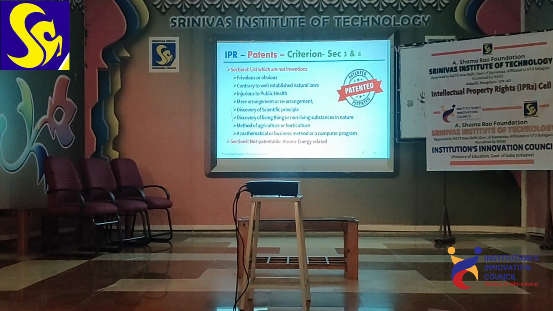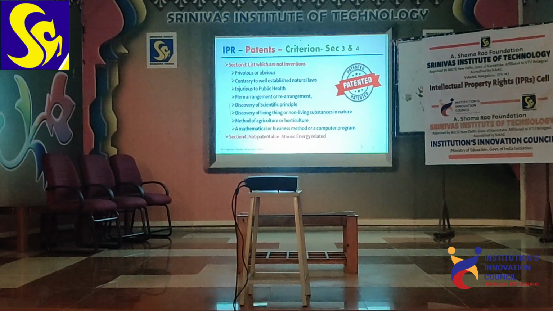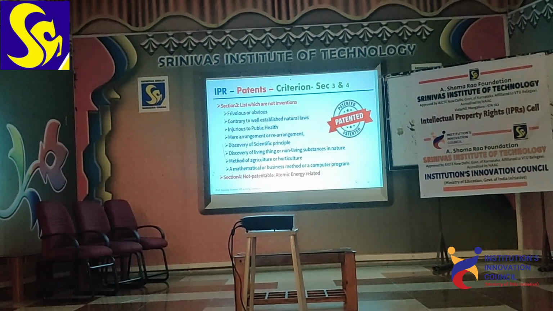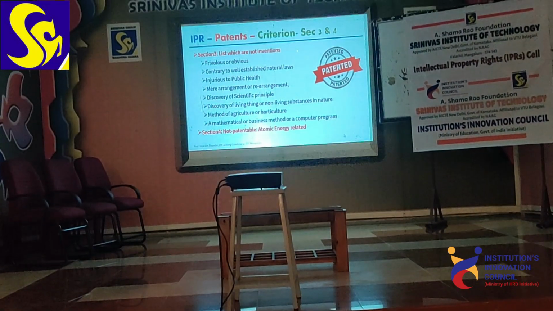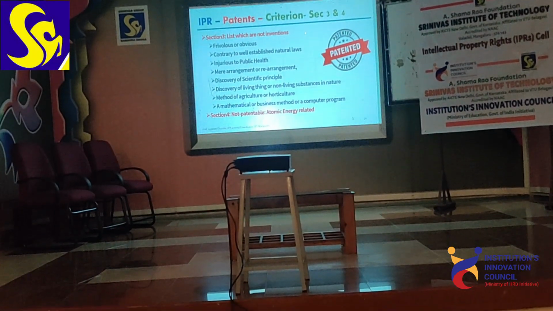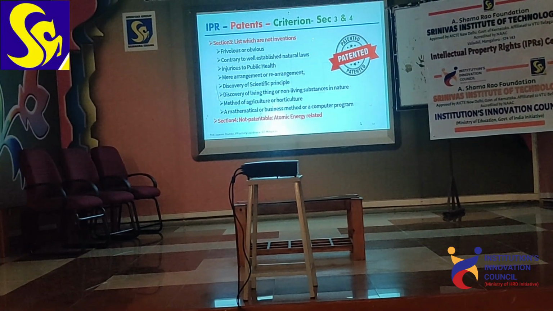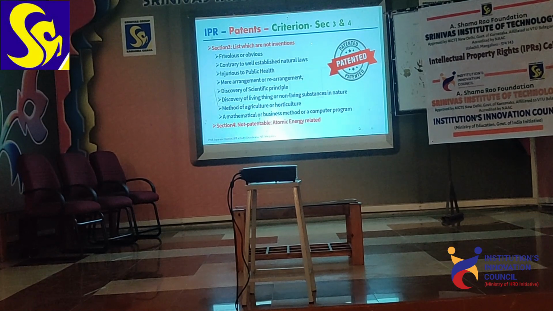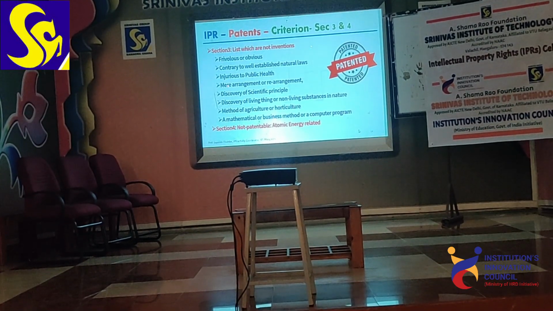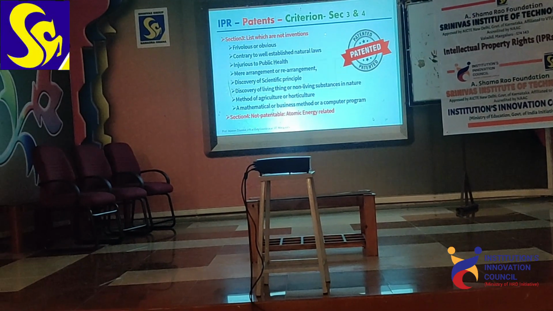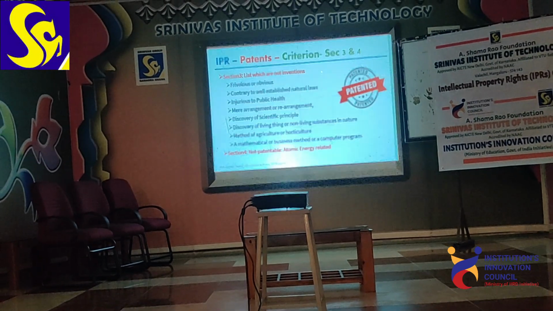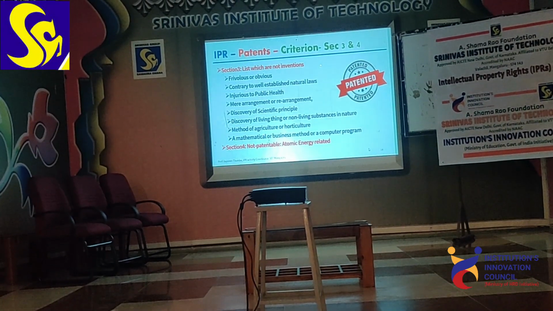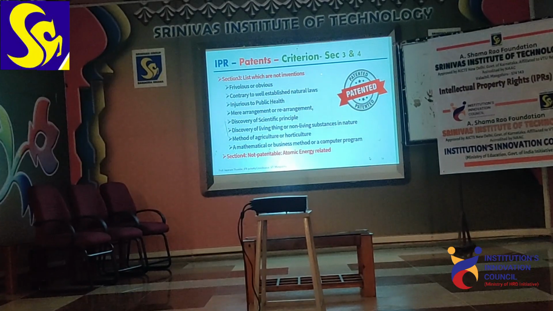Contrary to well-established natural laws: you'll be studying different natural laws, maybe in your first year, even in second year, you study so many laws. Now you are claiming something which is against these laws. Your invention claims something which goes against well-established natural laws, so that won't be granted a patent. Injurious to public health: you are inventing something which can easily kill people. That won't be granted a patent, because it is injurious to public health.